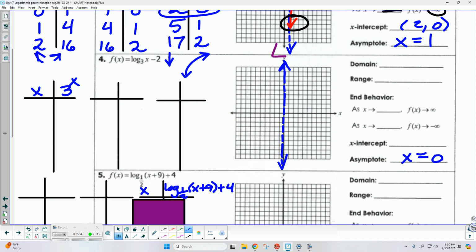So we always start with the same x's, -2, -1, 0, 1, and 2. Okay. So is everybody okay why I've got 3 to the x? Well, let's go ahead and plug these in. What's 3 squared? 9. 3 to the first? 3. 3 to the 0? 1.